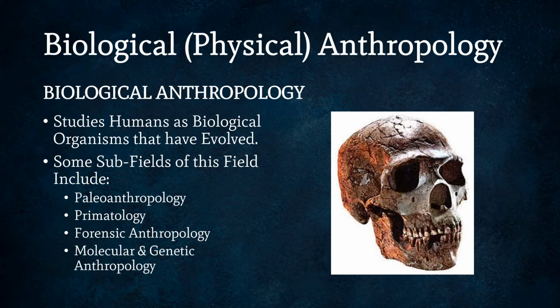But anyway, biological anthropology studies humans as biological organisms that have evolved. So we spend a lot of time learning about evolution, adaptations, natural selection, and then looking at ancient hominins and how the hominins evolved over time and to result in who we are now, Homo sapiens sapiens. So ancient hominins are human ancestors. We even study primates, our living ancestors, to learn more about the human species. So there are subfields within biological anthropology, including paleoanthropology, primatology, forensic anthropology, and molecular and genetic anthropology.